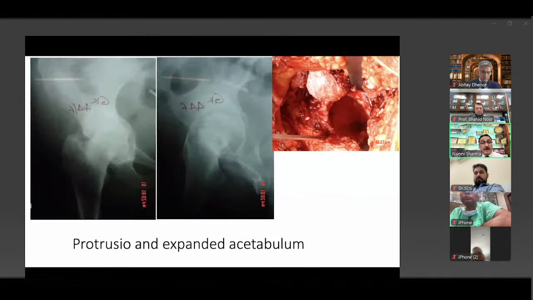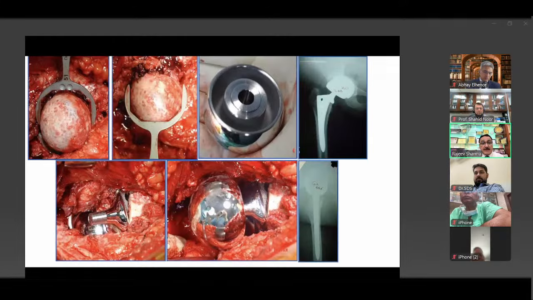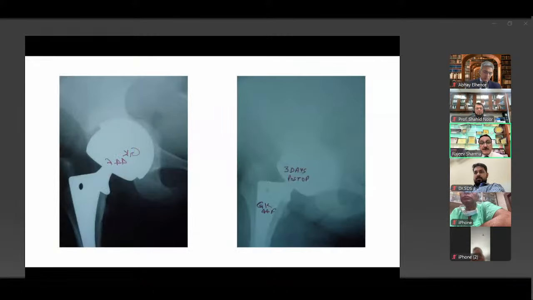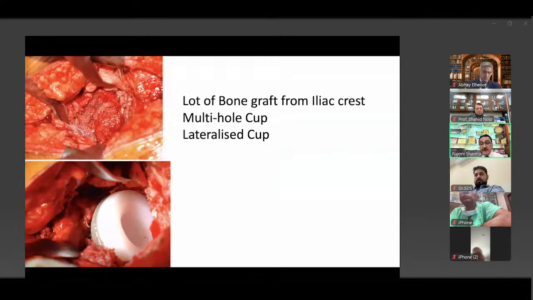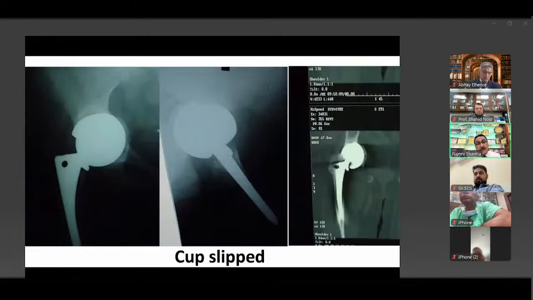Another patient operated somewhere in 2004. This patient was done at that time with the metal-on-metal hip implant. And you see that this patient was doing well with the ASR cup, though it was not a very good choice of that time. And you see what happened was the cup slipped. And with the cup slipping, there was a major issue because the medial wall was breached.